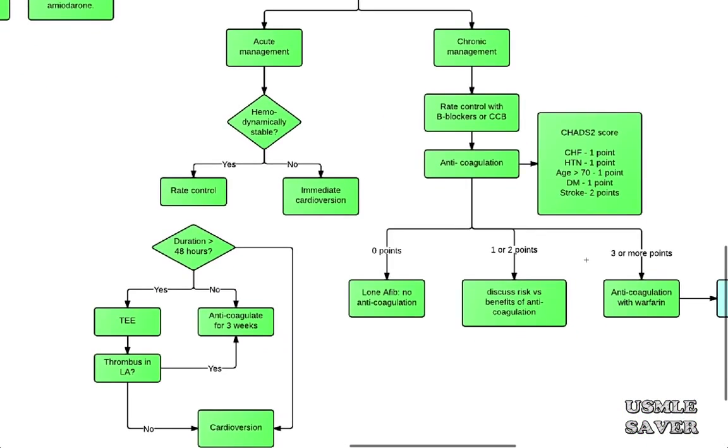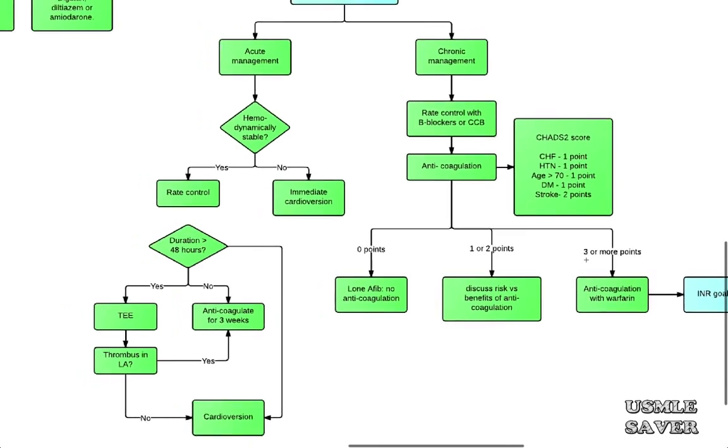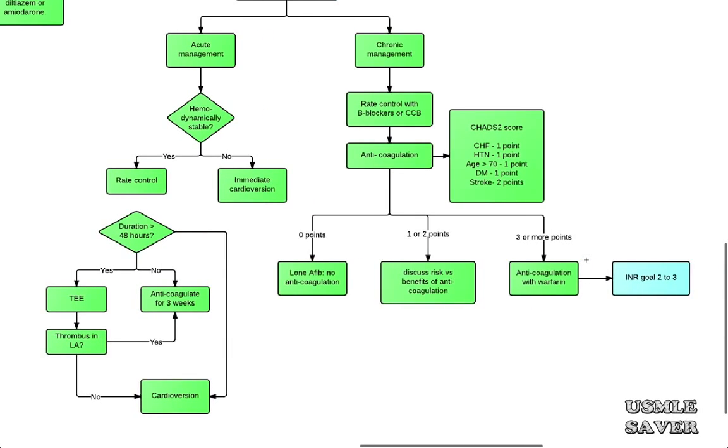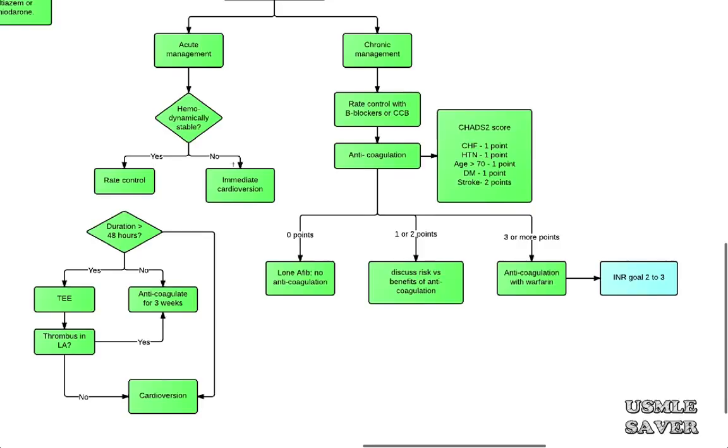For acute management, first you want to ask, is the patient hemodynamically stable? If the answer is no, then you move to synchronized cardioversion. If patient is stable, then you want to control the patient's heart rate. Sorry guys, I forgot to add an arrow here, where it says duration more than 48 hours. So if duration of AFib is more than 48 hours, then you want to get TEE to see if there is a thrombus in the left atrium.